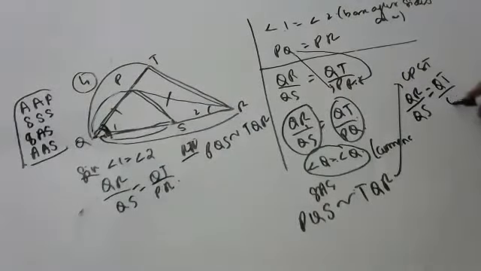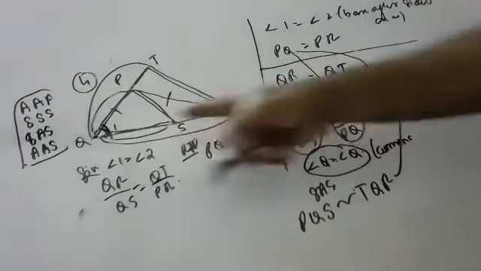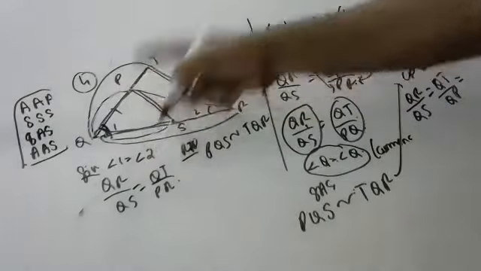What is the third side? Anyone? What is the third side? QT by PR. What is this, children? QR by QS, QT by QP. What is the third side? Anyone?